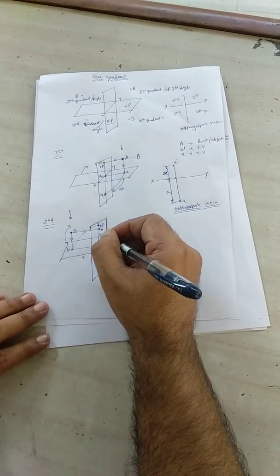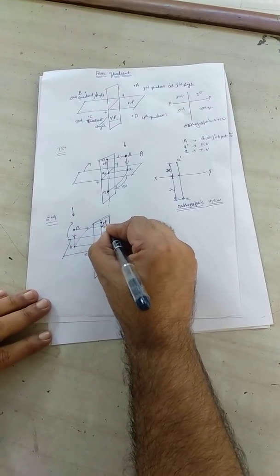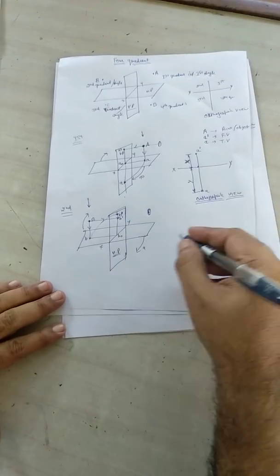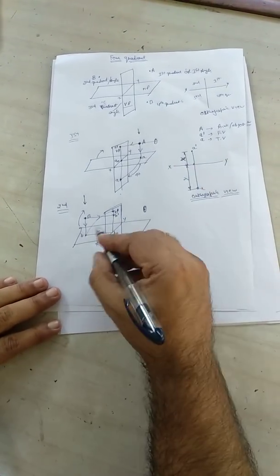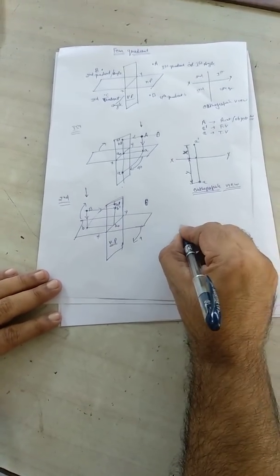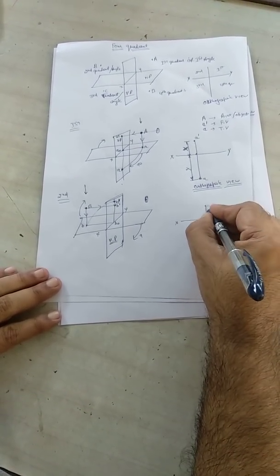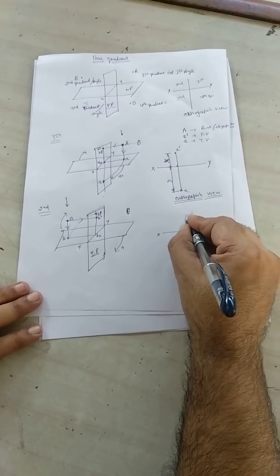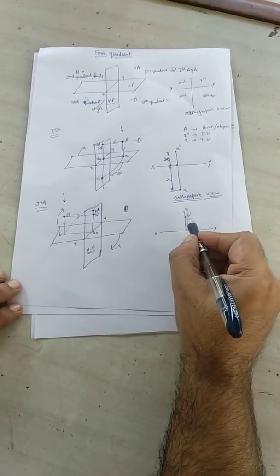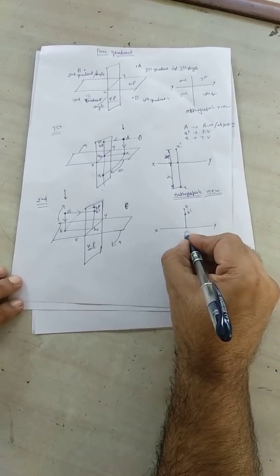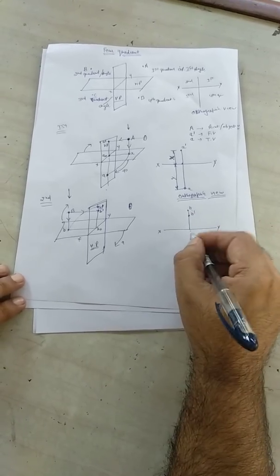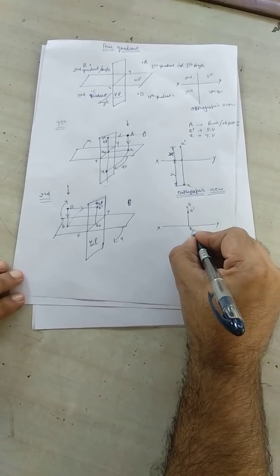So top view and front view both lie in the same direction, on the same side, above the reference line. Now in the orthographic view, this B dash will be the front view and this will be the top view. This means both the front view and top view will lie above the reference line, and this is the point B node.